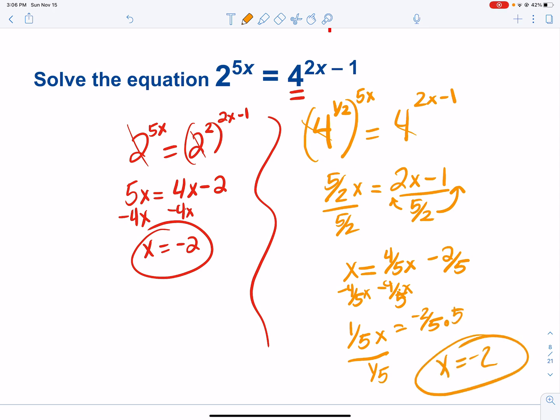Look at all that work. So please hear me when I say, you can do whatever you want. But if I were you, I would take the bigger one and make it smaller, because then you're not going to have fractions. And look at that. I get the same answer, but the red way is way faster.